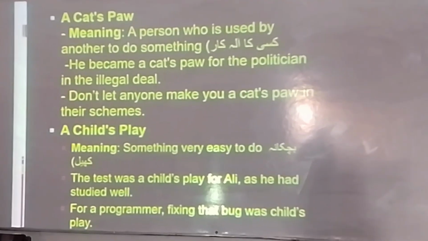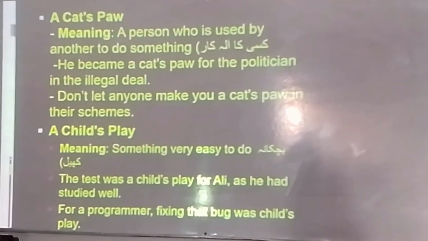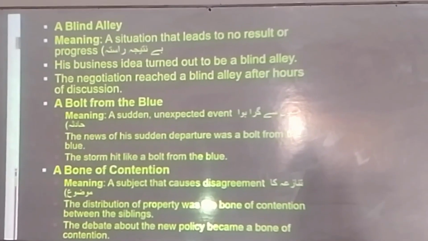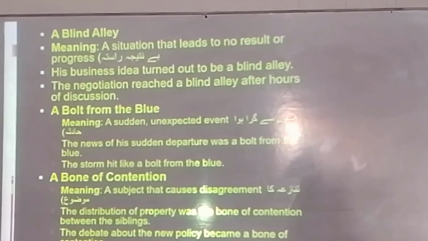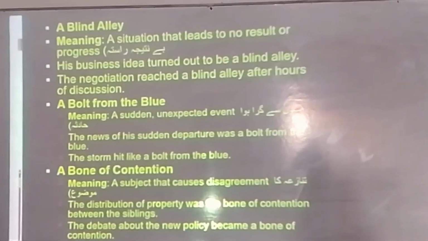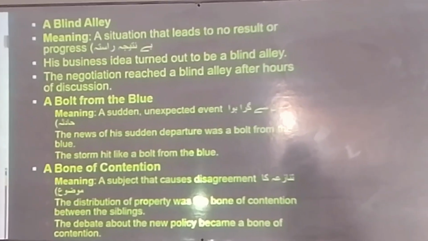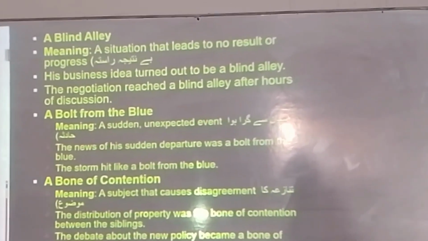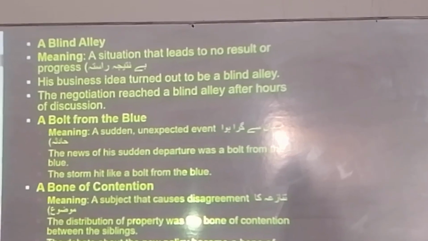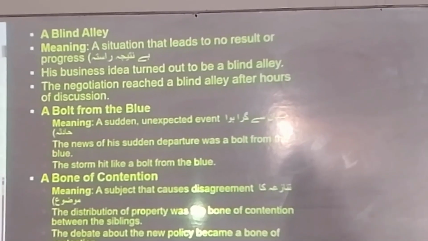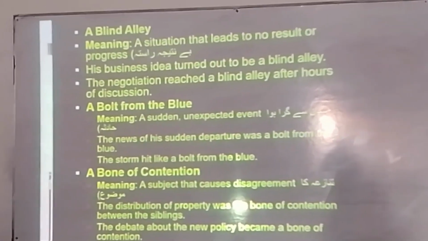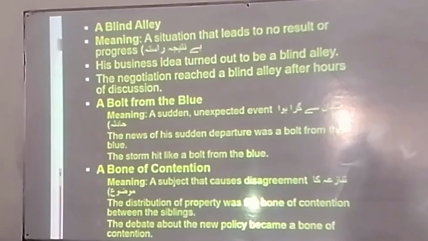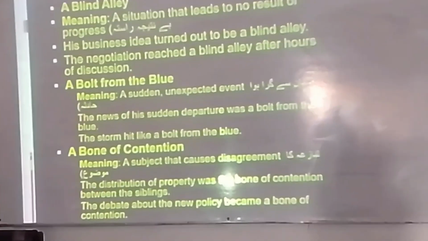Yes, securing good marks in the exam is not child's play. A blind alley. You. Yes, a blind alley. Sometimes study is a blind alley. Yes, sometimes understanding the concepts ends in a blind alley. They turn out to be a blind alley.